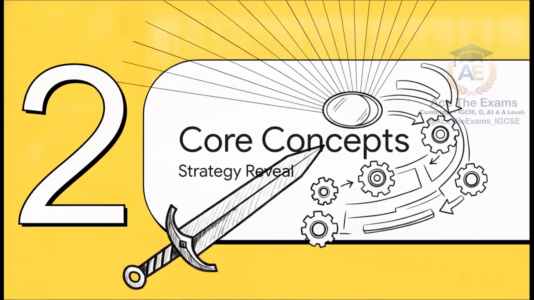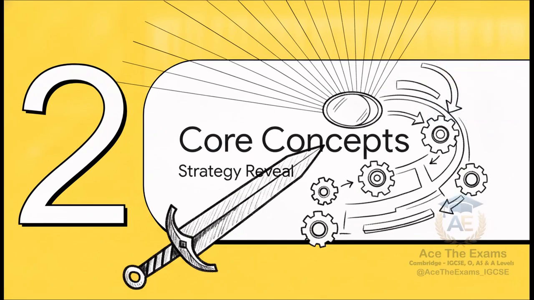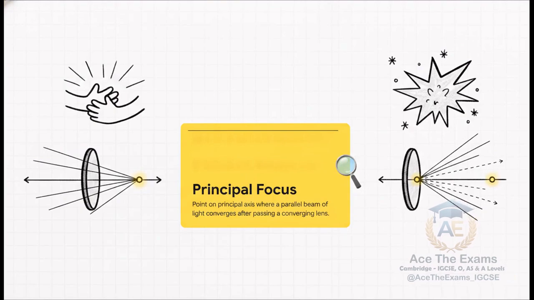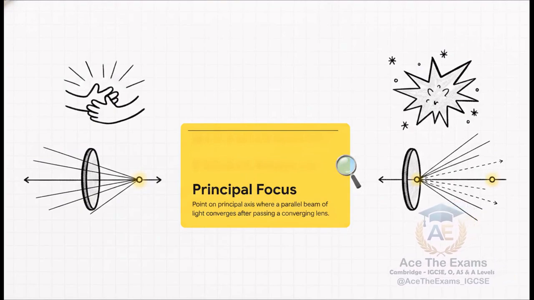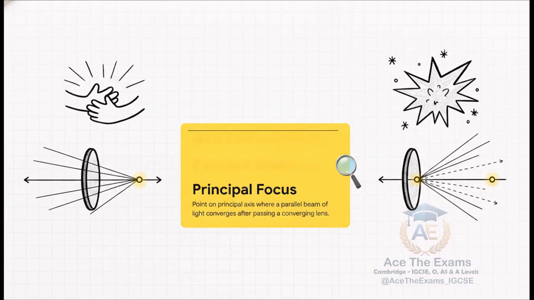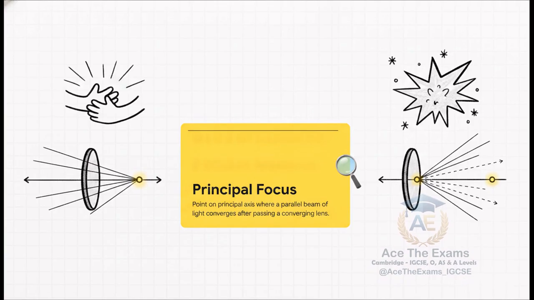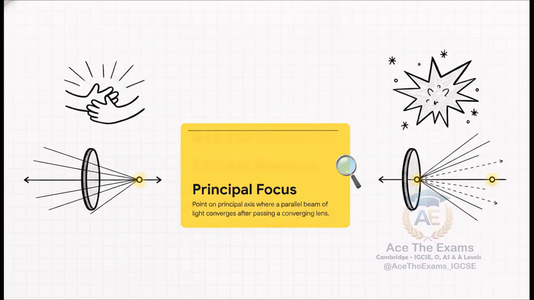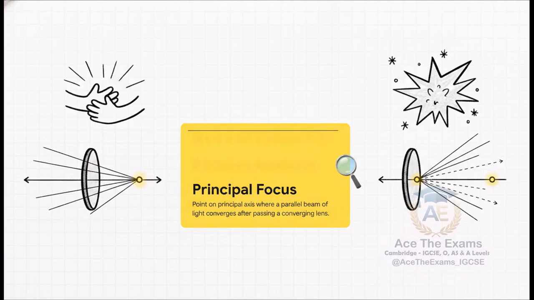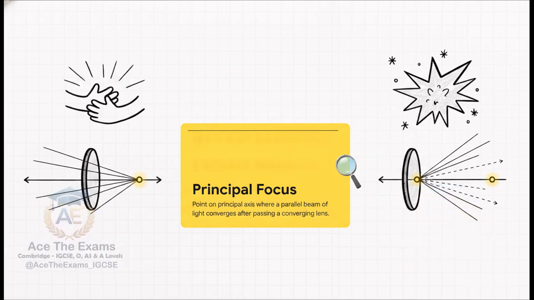Moving on to Act 2, Core Concepts and Strategy Reveal. It is time to gear up and arm yourselves. Let's start with a non-negotiable foundational concept. Examiners report year after year that candidates constantly confuse key terminology. You absolutely must know that the principal focus is the specific point on the principal axis where a parallel beam of light converges after passing through a converging lens. And for a diverging lens, it's the point from which the parallel beam appears to spread out.